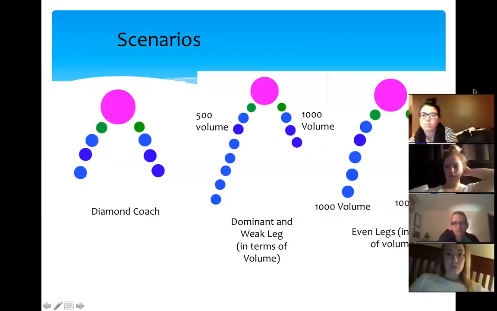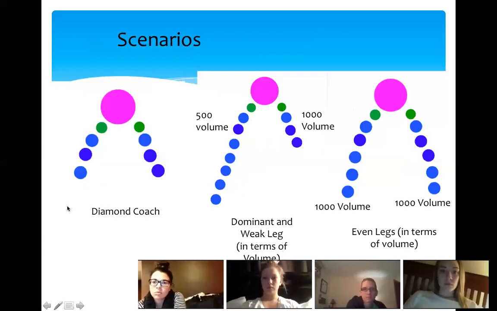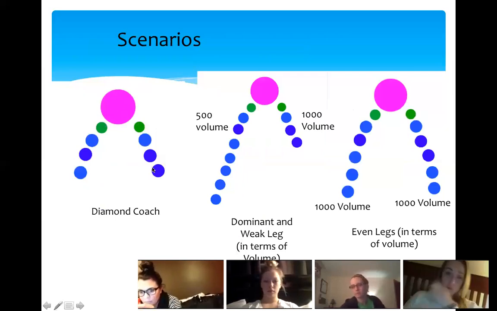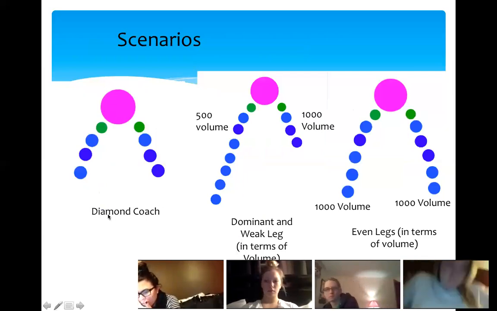So we made kind of 3 scenarios here for placement. This first one is obviously a Diamond coach, right? You got 2 Emeralds on each side. You got 4 active coaches. So I'm the pink coach or whoever. So that's your basic Diamond coach.